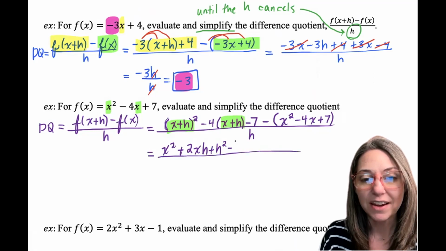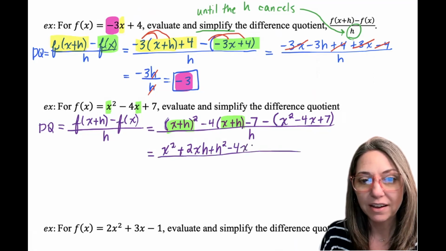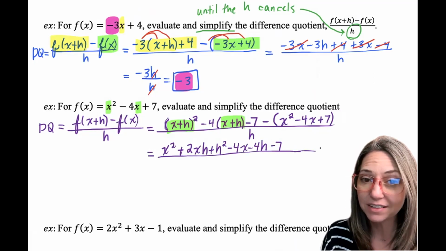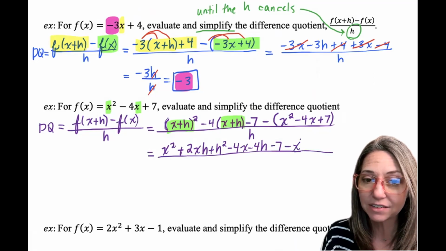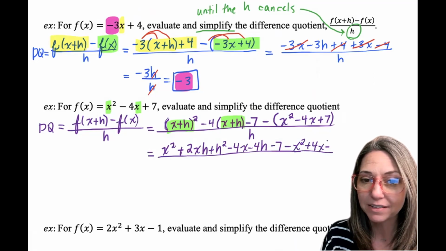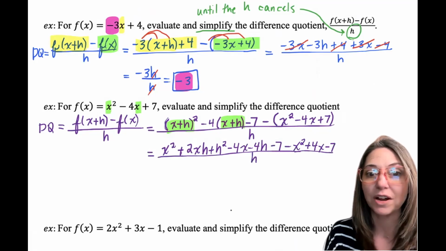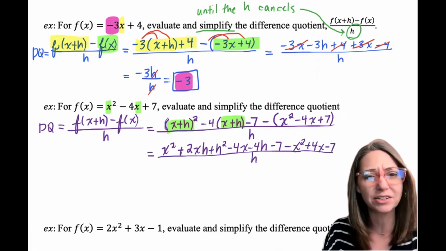Then here we distribute that -4 to get -4x minus 4h. Carry down the -7 there, and distribute that last negative to get minus x squared plus 4x minus 7 all over h. Now, real quick, you cannot do this.